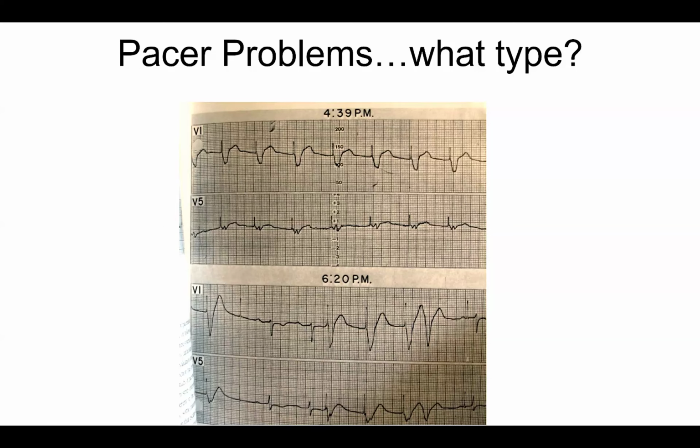Okay, so at 4:39 p.m., it appears as if everything is okay. What about at 6:20? So I think it was a sensing problem. So the second and third beat, I think these are the native heartbeats for the patient. Okay. The pacemaker was not sensing, and it didn't capture the heart. So why don't we start at the first beat?